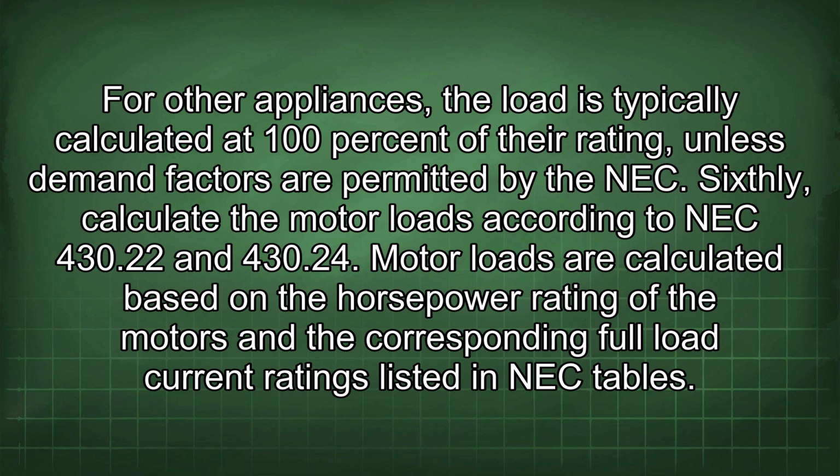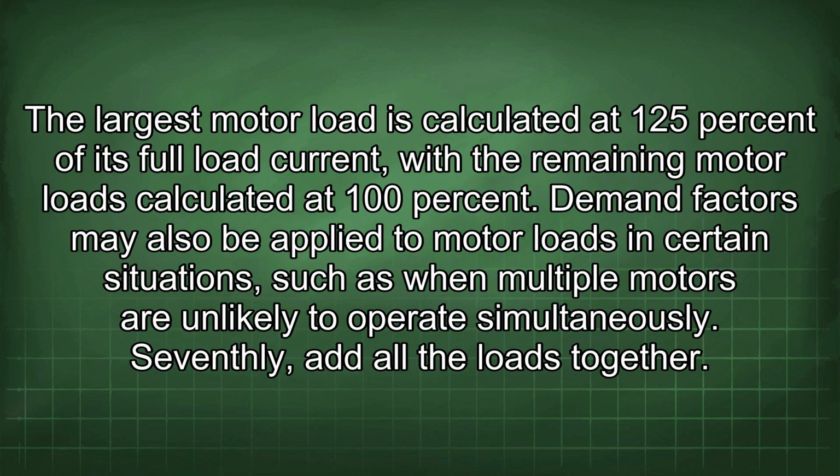Sixthly, calculate the motor loads according to NEC 430.22 and 430.24. Motor loads are calculated based on the horsepower rating of the motors and the corresponding full load current ratings listed in NEC tables. The largest motor load is calculated at 125% of its full load current, with the remaining motor loads calculated at 100%. Demand factors may also be applied to motor loads in certain situations, such as when multiple motors are unlikely to operate simultaneously.